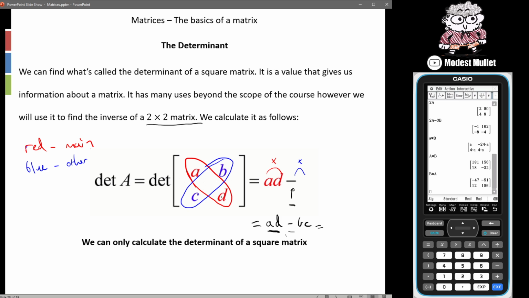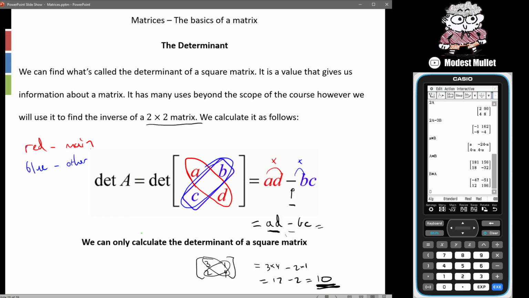It's going to give you a number because these will just be numbers. As a quick example, we've got 3, 1, 2, 4. You do 3 times 4, which is the main diagonal, take away the other diagonal, which is 2 times 1. So you get 12, take away 2, gives you 10. This is called the determinant. It's just a number. It's not another matrix or something. It's just a number.